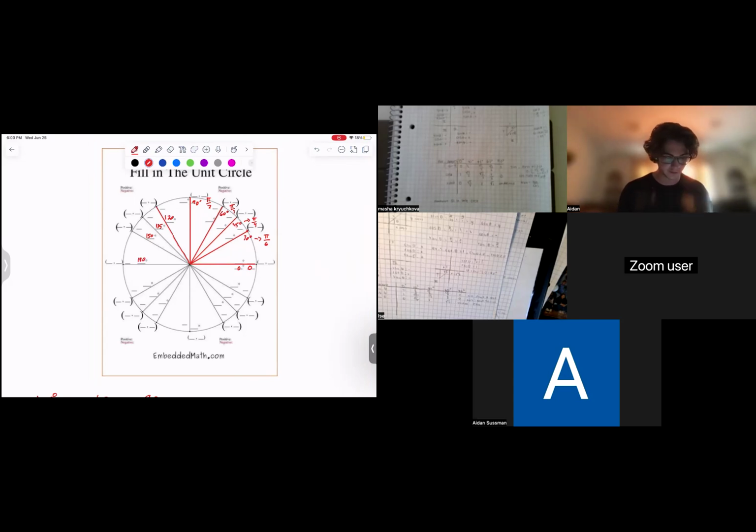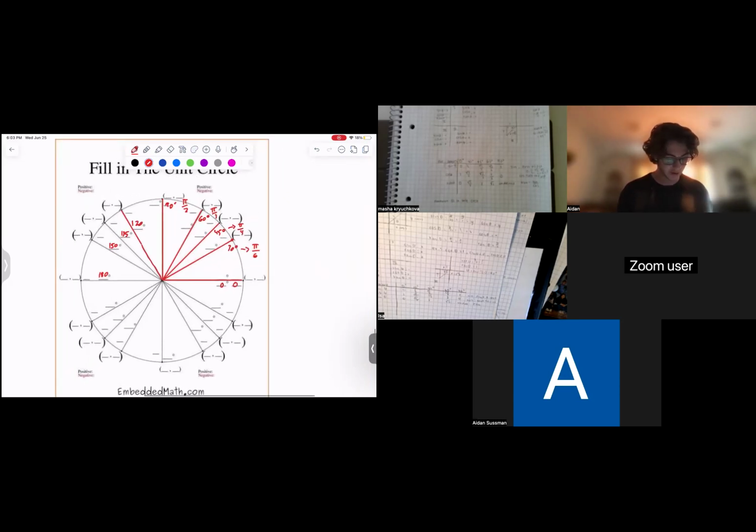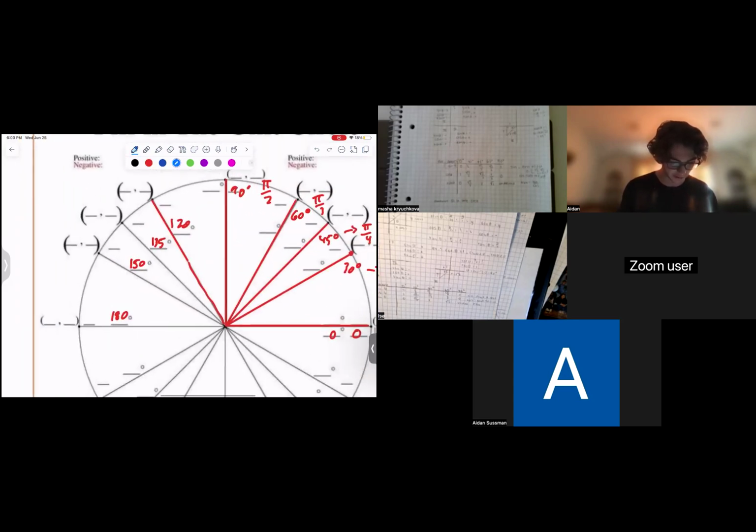Your job will be, for homework, to convert everything to radians. So all of these ones to radians. And that's what these blank spaces are. So this is where the radian goes. This is where the degree goes. And this is where your sine and cosine goes.